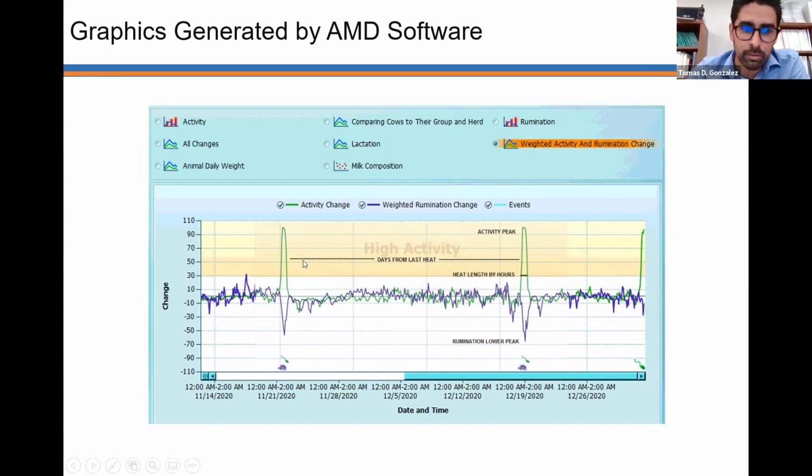For example, you can see the interval you have in one heat and the next heat, the interval in days. You can see how high the activity peak of the animal is going, how the nadir of rumination decreases, and how long in hours your heat is.